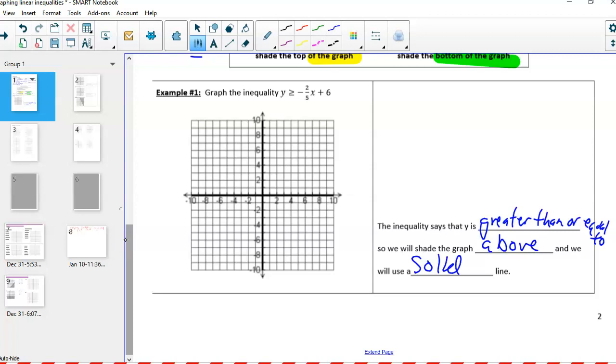Where would we start? Y-intercept at 6. And then our slope is negative 2/5. What directions will we go to get there? Up and left or down and right. So down to the right 5 as many times as possible, and up to the left 5 as many times as possible. In this case, we have a solid line, so I'm just connecting the dots like normal.